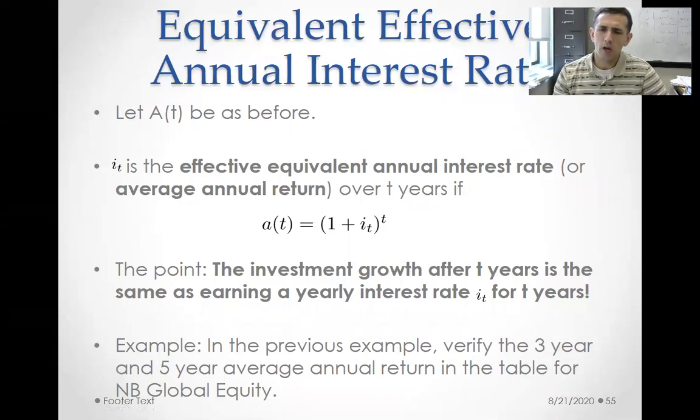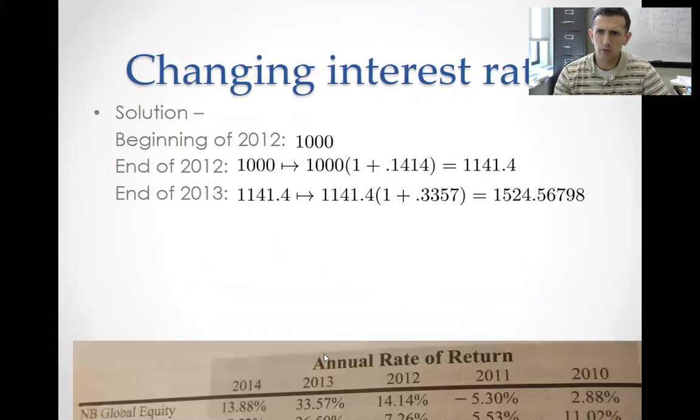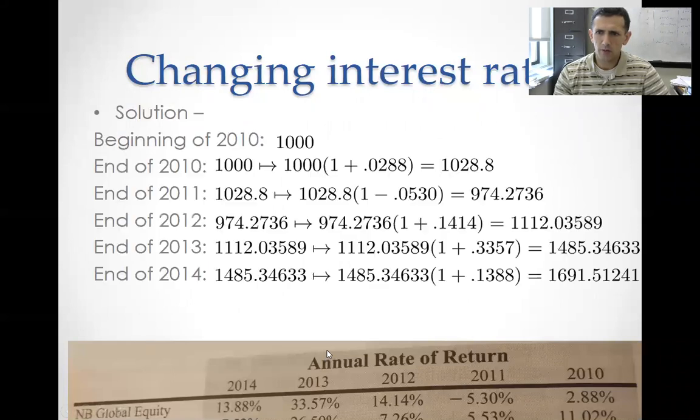All right, so I want to remind you of where we left off. We discussed the effective equivalent annual interest rate of an investment over T years, and we did an example where we verified the 3-year and 5-year average annual return, same thing as effective equivalent annual interest rate, for NB Global Equity in the table right here.